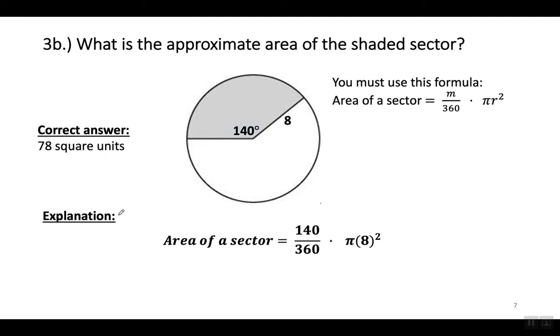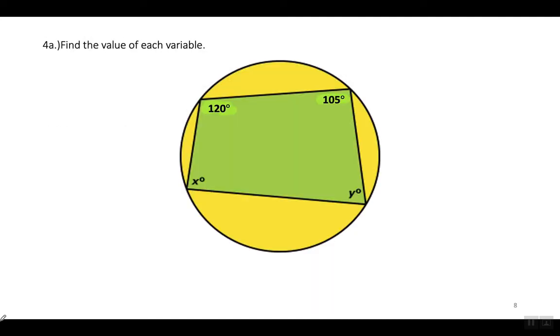All right, you're just using that formula and substituting the value. Question 4A, find the value of each variable. This question is extremely simple. You just have to remember that when you have a quadrilateral inscribed in a circle, and again, inscribed means that all four vertices are on the circle, then opposite angles are going to be supplementary.